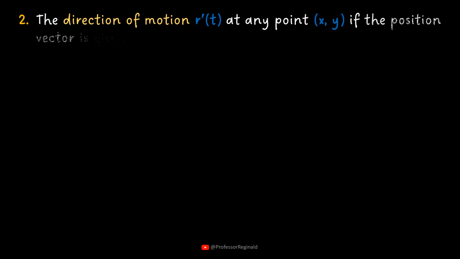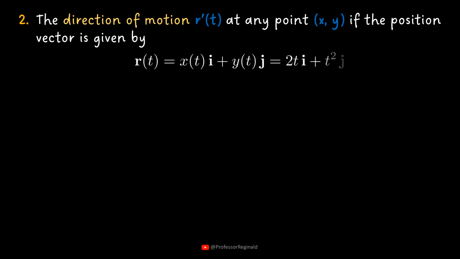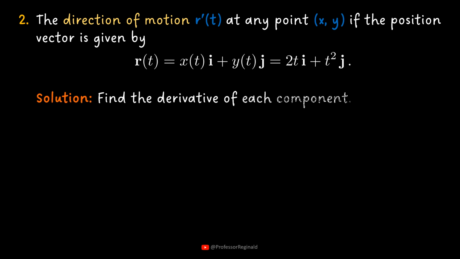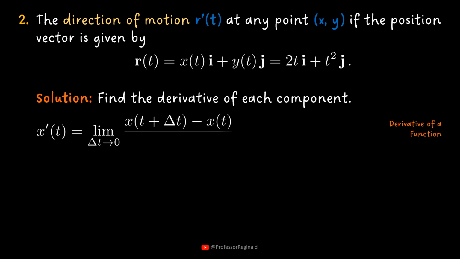Number 2. The direction of motion r prime of t at any point x, y, if the position vector is given by... Solution. Find the derivative of each component of the position vector. X prime of t. Use the limit definition of the derivative of a function. Substitute x of t plus delta t and x of t.